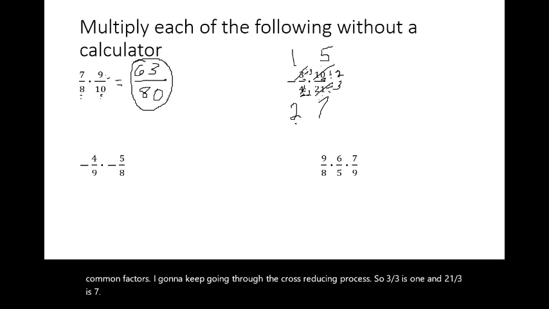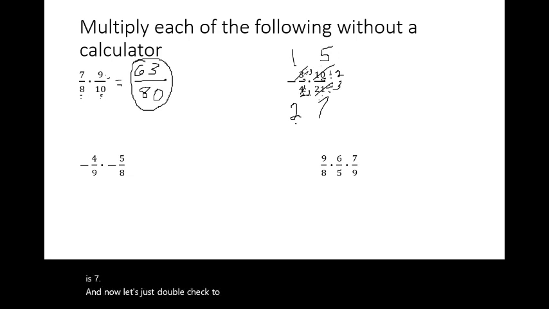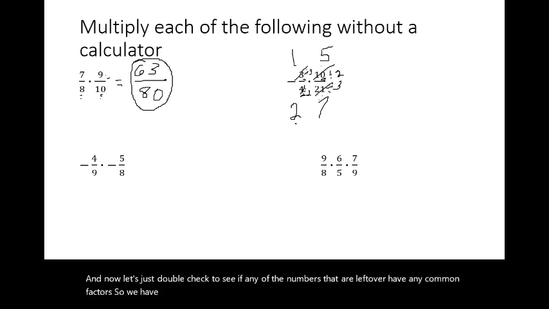And now let's just double check to see if any of the numbers that are left over have any common factors. So we have 1 and 5 on the top and 2 and 7 on the bottom. So there's no more common factors since these are all prime numbers, so we are ready to multiply.